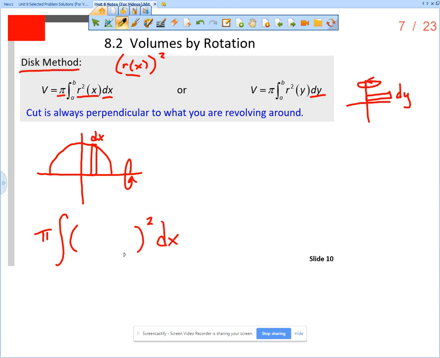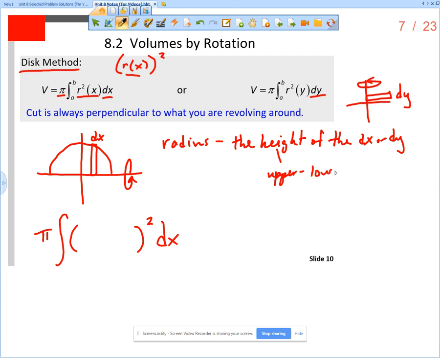All right, so now, radius, what is that? The radius is very simple. It's going to be the height of the dx or dy rectangle. So how do we find the height of the dx or dy? Just like in section 8.1, we took the upper boundary minus the lower boundary. Or like we said in 8.1, we said f of x minus g of x.